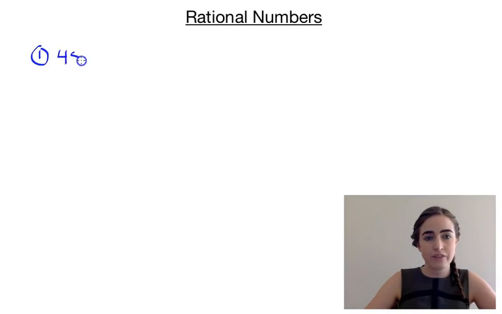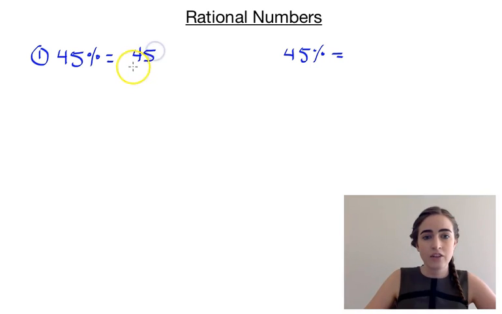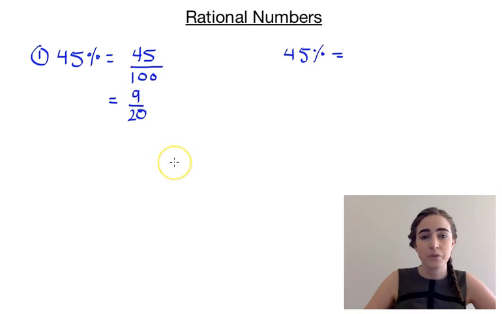Okay, so first of all, let's start off with a percentage. So let's start with 45%. And I want to convert that to a fraction and to a decimal. So write it over here again as well. If we want to convert that to a fraction, we've got to recognize that percent means out of 100. So 45% means 45 out of 100. So that's written out as a fraction, but we also want to simplify it down. So we look for the highest common factor of 45 and 100, which would be 5. So 45 divided by 5 is 9, and 100 divided by 5 is 20. So 45% as a fraction is 9 over 20.